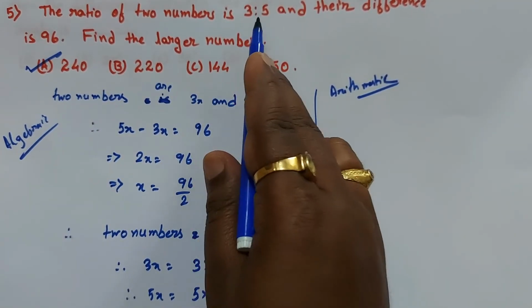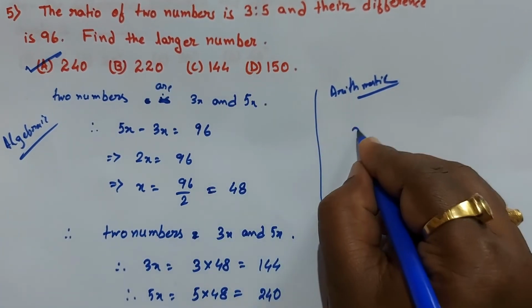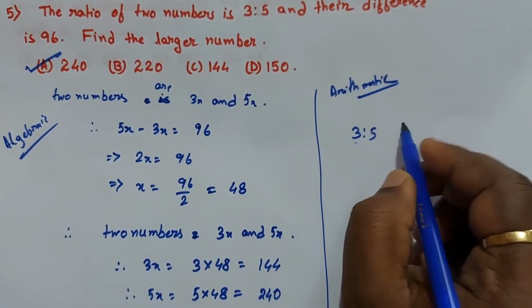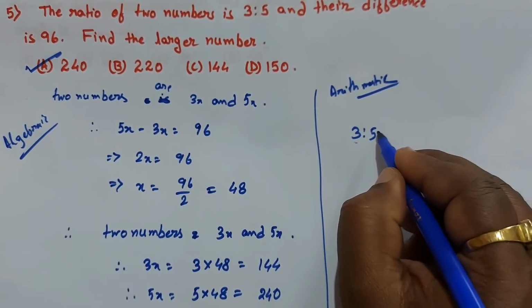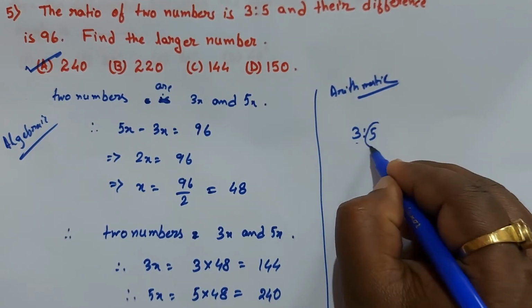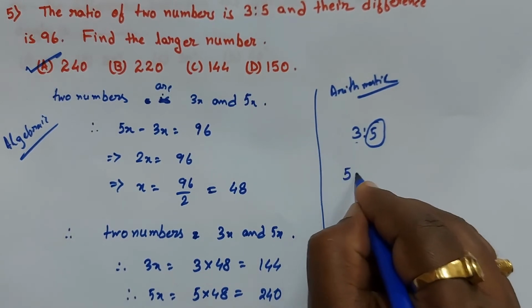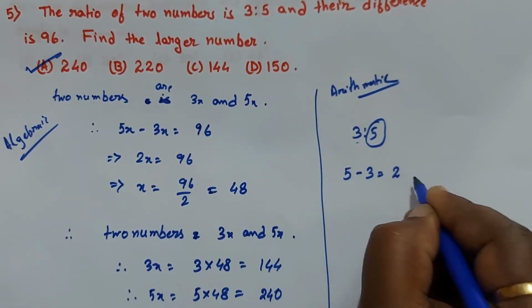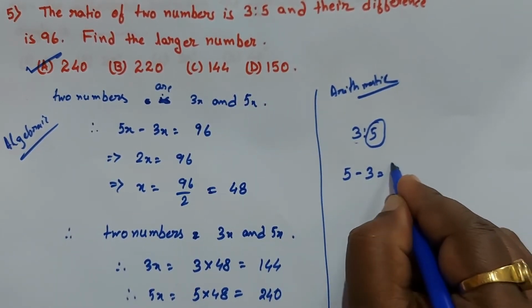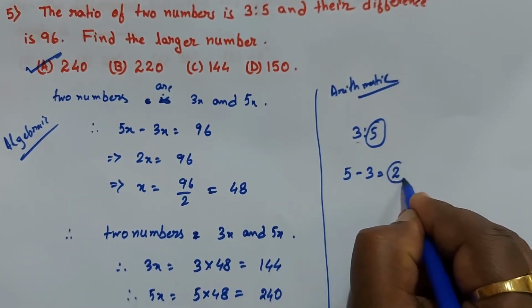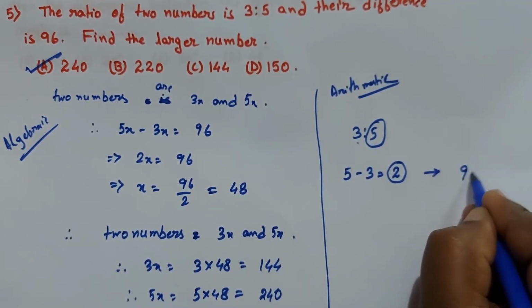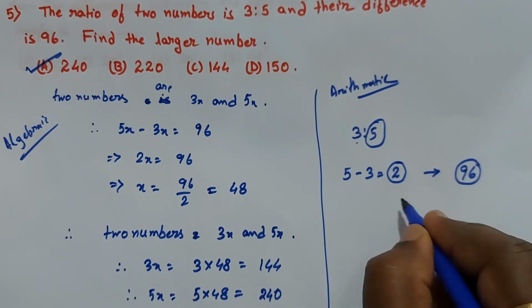Obviously, the two numbers are in the ratio 3:5. From here we can easily understand that the second number is the larger number, isn't it? So 5 minus 3 is equal to 2. Now if the difference is 2, then actually the difference is 96.